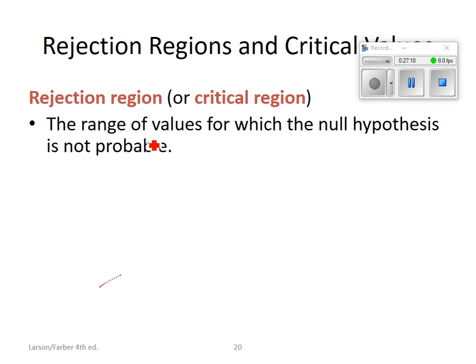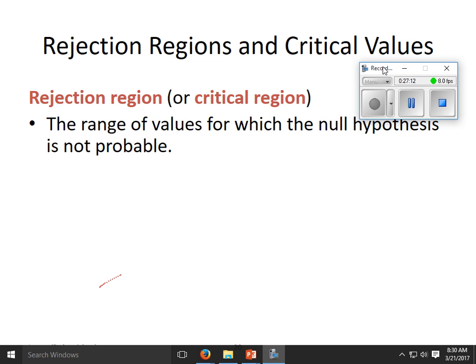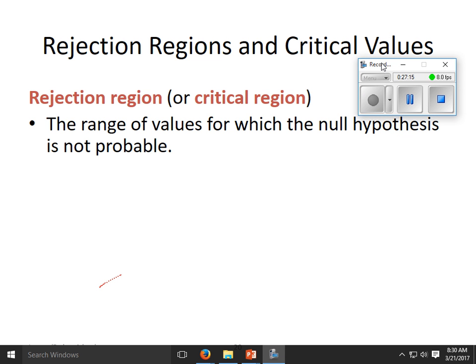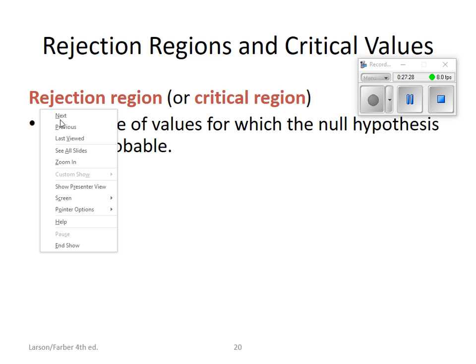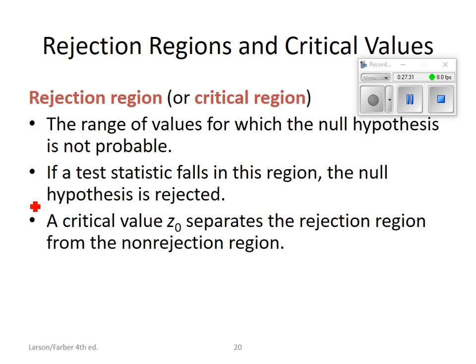All right, this might be new. Great, you ready? This is probably new. I don't think we got this last time. Rejection regions or critical regions: the range of values for which the null hypothesis is not probable. So this time what you're actually going to do is draw those critical regions. Draw the graph and decide, hey, does it fall in there? If a test statistic falls in the region, the null hypothesis is rejected.